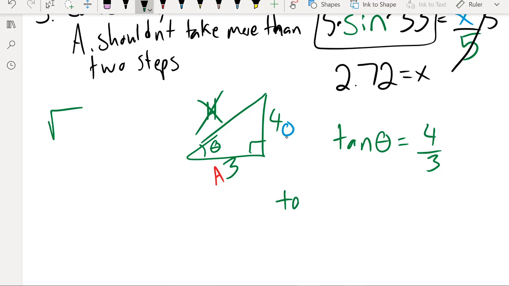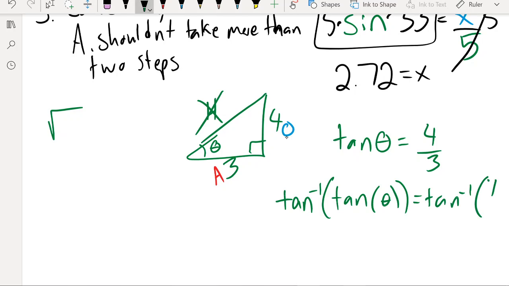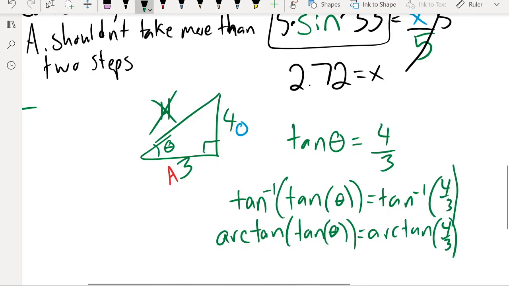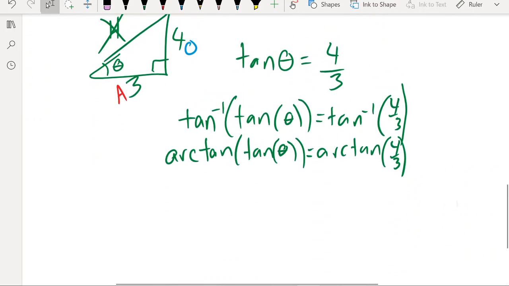So it can look like one of two things. I'm going to draw both. It could be the tangent inverse of the tangent of theta equals tangent inverse of 4/3. Or it could look like this, arctan. In your calculator, some calculators will say arc. So arctan of the tangent of theta equals arctan of 4/3. So it can look like either of these things.